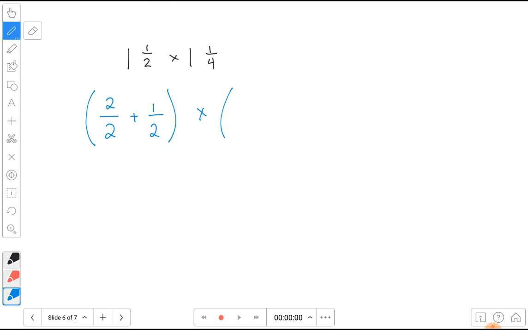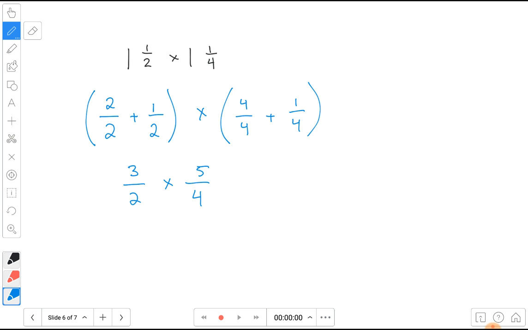And we're going to multiply that by, this is in quarters, so we have 4 over 4. 1 is 4 over 4, and 1/4. So this is the same thing, just expanded out. 2 over 2 plus 1 over 2, they both have the same denominator, so we have 3 halves. And we're going to multiply that by 4 over 4 plus 1 over 4, again the same denominator, so we can add: 5 over 4. So these are improper fractions, because this value is greater than that value.